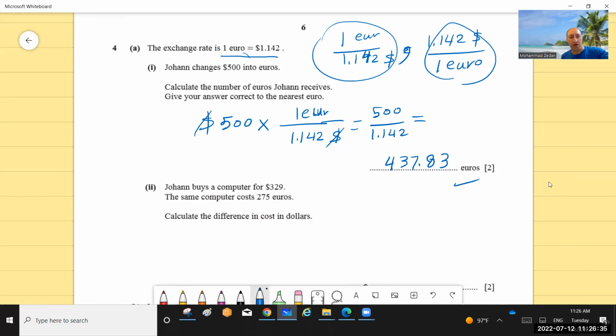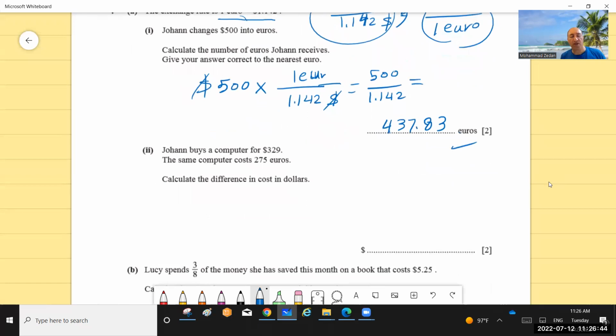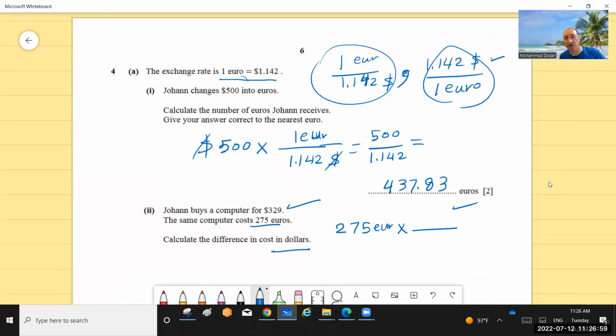Okay. Johan buys a computer for €329. The same computer cost $275. Calculate the difference in cost in dollars. So for the difference in dollars, keep the dollars the same and convert the €275. Just multiply by this ratio. Start with the dollar, start this time with this dollar, 1.142. So always start with the unit you want to convert to. Okay, over €1.